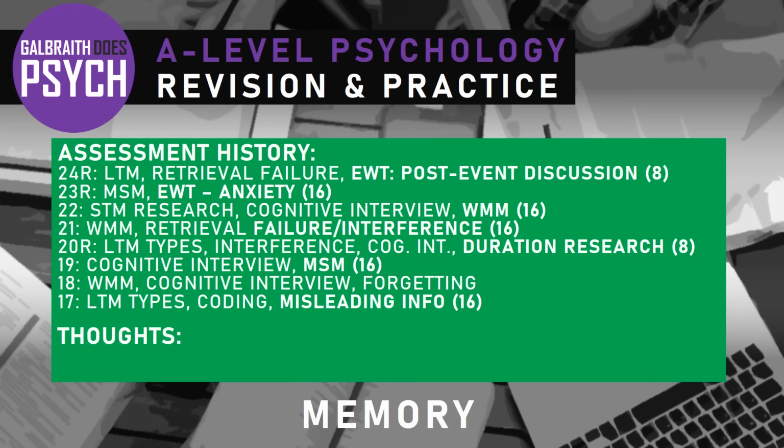So in 2023 we had a 16 marker on eyewitness testimony, so that's 2 years in a row on that theme. We then had a 16 marker before that on the working model, a 16 marker before that on forgetting, an 8 marker before that on research into duration, before that a 16 on the multi-store model, no essay the year before that, and then 2017, which was the first set of exams on this spec, a 16 marker on misleading information.